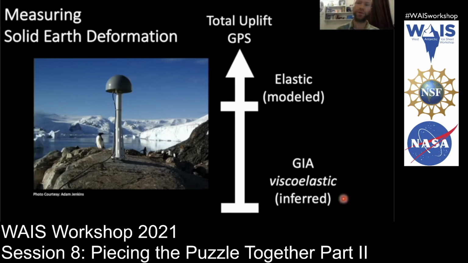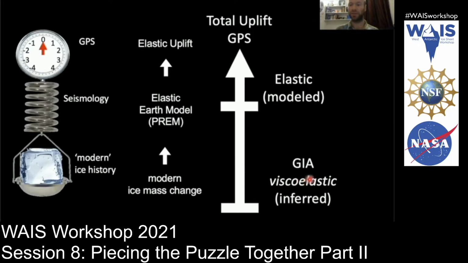So jumping into the modern day, as I mentioned, PolNet has installed a network of GPS sites around Antarctica that measures the total uplift at a particular site, and this is an integrated signal. So one component of that total displacement is due to the elastic response due to more modern ice mass changes, and the other is a GIA, or viscoelastic response, from longer-term ice mass changes. So a way to determine the elastic component is to use a modern ice history together with an elastic Earth model supported by seismology, which is also co-located at PolNet sites.